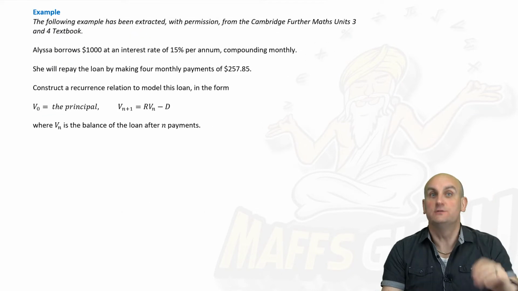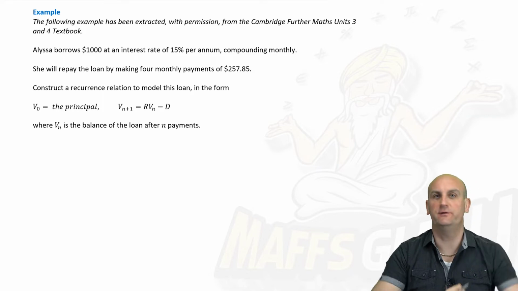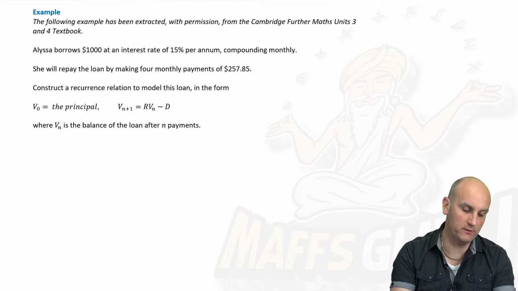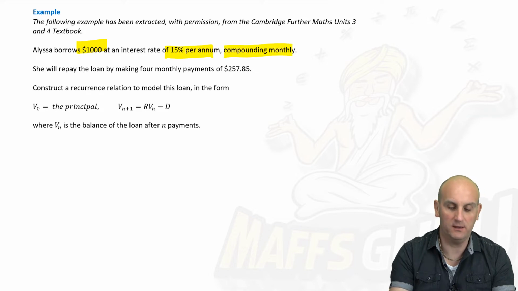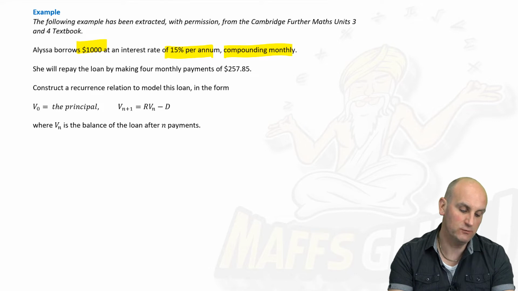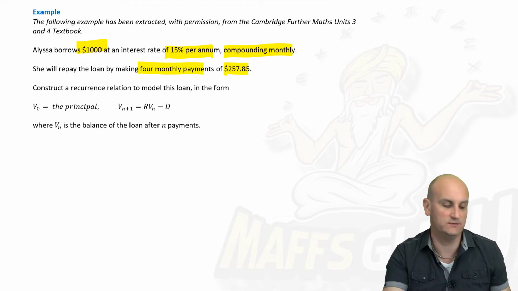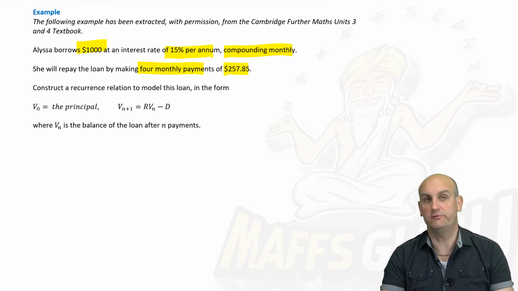So it's always good to start with an example, and we have one here from the Cambridge Further Maths Units 3 and 4 textbook. Thank you, Cambridge, for allowing me to use your examples. Alyssa borrows $1,000 at a rate of 15% per annum compounding monthly. There is pretty much all of our important information. She will repay the loan by making 4 monthly payments of $257.85. Construct a recurrence relation to model that.